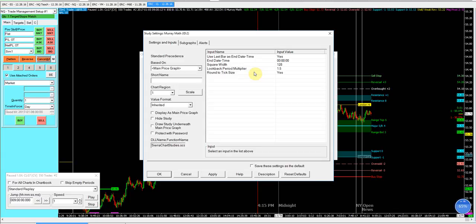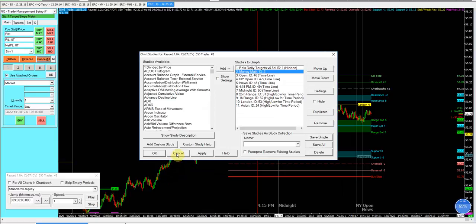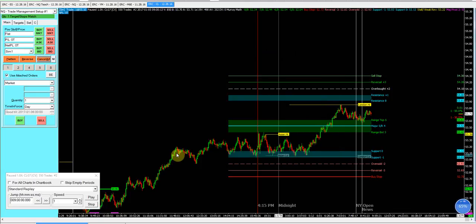Here's my setup for the Murrey Math Lines. I usually use a 64 square width, but I changed it to 128 square width with a look back period multiplier of 1.5. The reason I did that is because crude oil tends to move a lot, so I wanted to make sure the Murrey Math Lines would capture that range. So here we are at pit open.